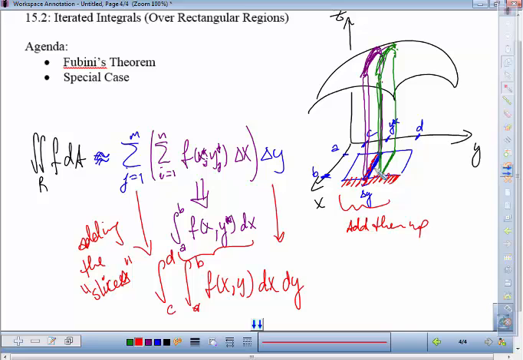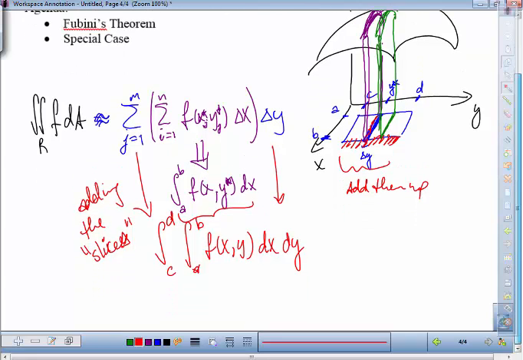So a Riemann sum again becomes an integral for the second time, and now what we have essentially is what they call an iterated integral, because just like the summation notation, we're actually going to integrate from the inside out. That's how we're going to do these integrals. We're going to integrate from the inside out. Okay?